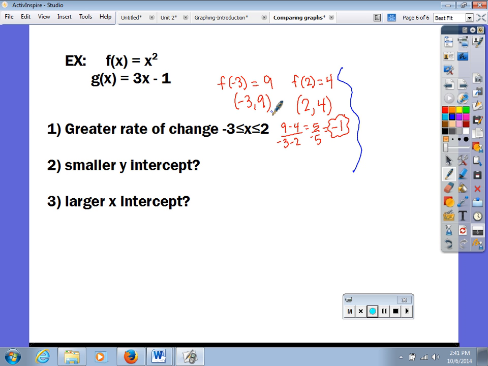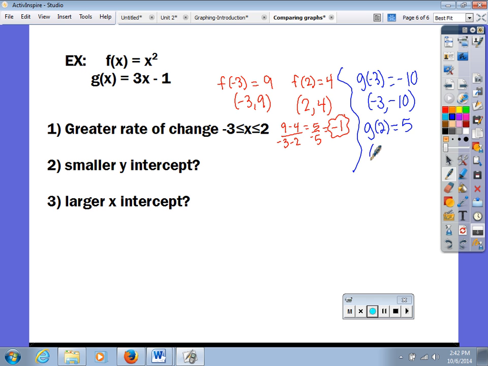Does everybody understand that? Okay, so for g, I'm going to plug in first this one, negative 3. So g of negative 3. What do I get when I put in negative 3 for g? Negative 9 minus 1 is negative 10. So what's my point? What did I put in? What did I get out? That's my first point. What's my second point going to be? g of 2. And then when I get g of 2, I get 5. So what's the point? Quickly. What's the point? 2, 5.